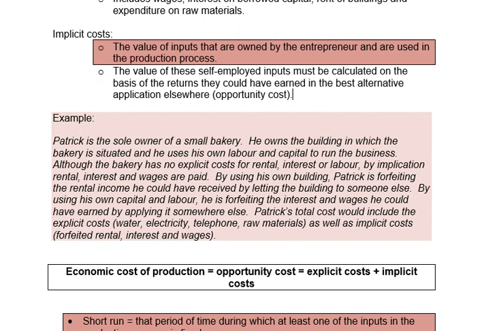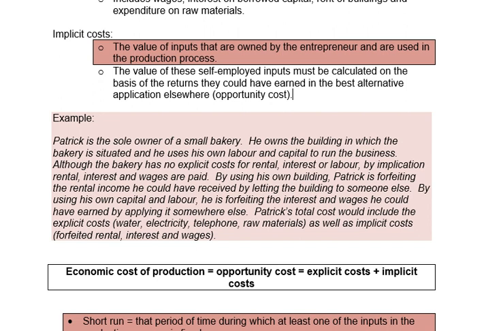By using his own capital and labor, he's forfeiting, he's sacrificing interest and wages that he could have earned by applying it somewhere else. So he's not earning interest because he didn't put his money in the bank. He used his money to start his business. He could have earned interest if he decided not to start his business, but to rather put his money in the bank. But now he's not. He's sacrificing that income. He's not earning wages because he's working for himself. But he could have earned wages if he didn't open up his own business and he chose to work for somebody else. So the wage he could have earned, he's making a sacrifice.